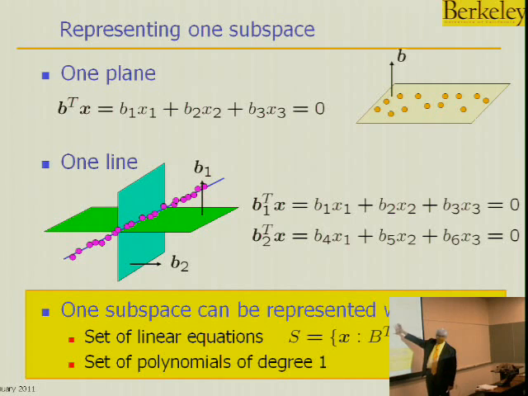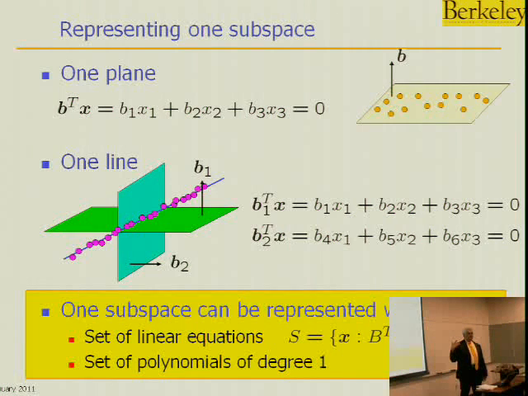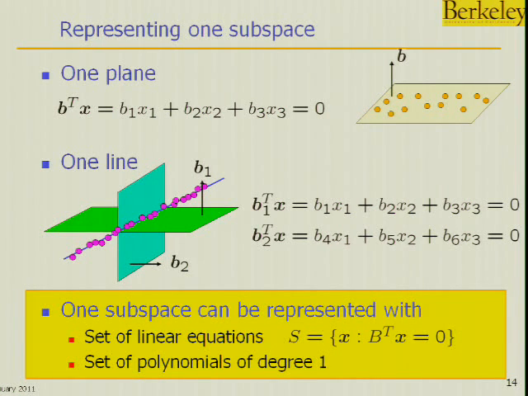The number of normals is called the codimension of the subspace. So a line has codimension 2, which means its dimension is 2 less than the dimension of the ambient space, and so there are 2 constraints. The number of normals is the dimension of the space minus the dimension of the subspace. That's called the codimension of the space. Any subspace can be represented by a set of linear equations, B transpose X equals 0. So the representation of subspaces is as a set of polynomials of degree 1, and the codimension tells you how many polynomials there are.